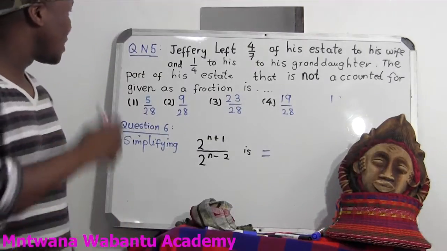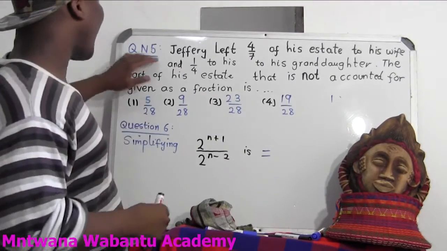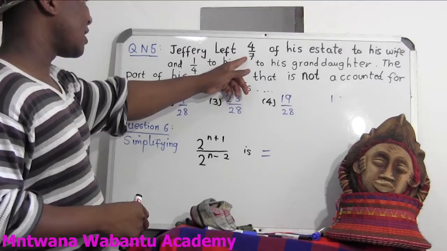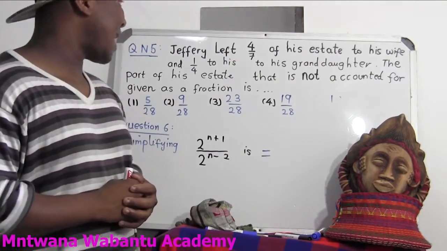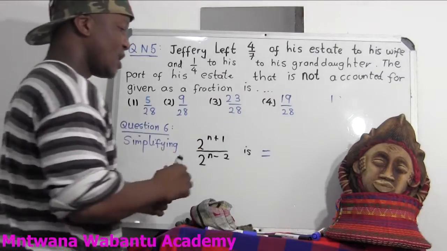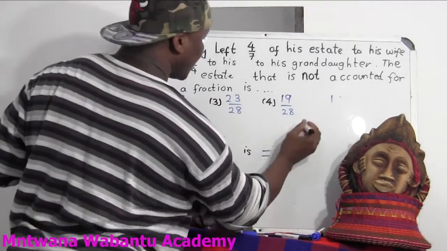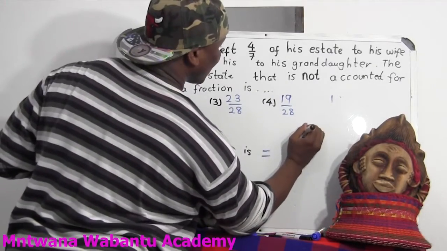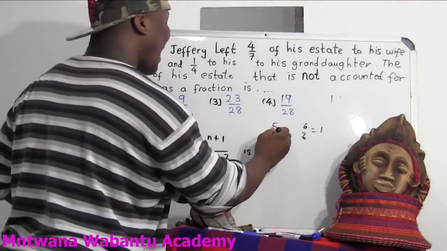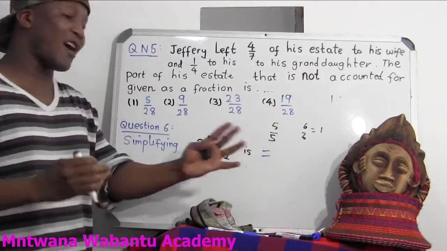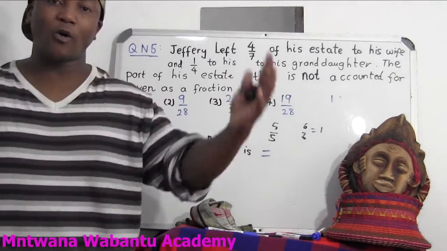Let's get started. First and foremost, question number 5: Jethro left 4/7 of his estate to his wife. Okay, listen. If you have something fully, what is 6/6? 6/6 means equal to 1, which means the whole thing. Or if you say 5/5, it means the whole thing, because 5/5 means 1.